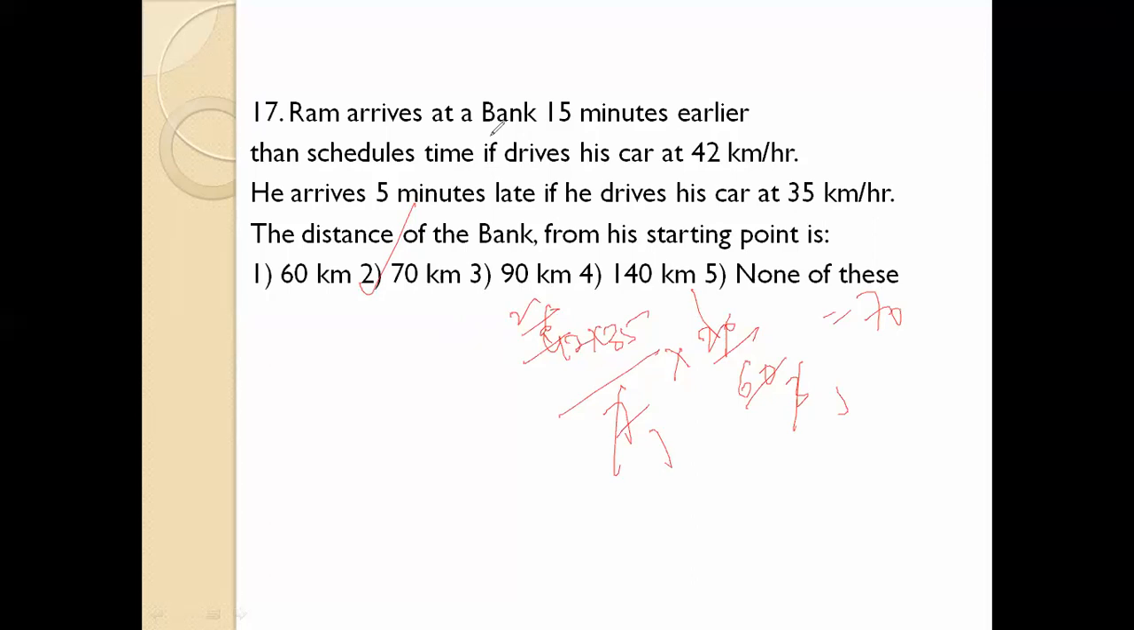Once again, listen: this is the late and early case. The formula is product of speeds by difference of speeds into sum of the times. Here it is 42 into 35 divided by difference of speeds, 7, into time. The addition of time is 15 plus 5, 20, but we convert this into hours because the speed is in kilometers per hour. 20 by 60. Cancel this and we get 70 kilometers.